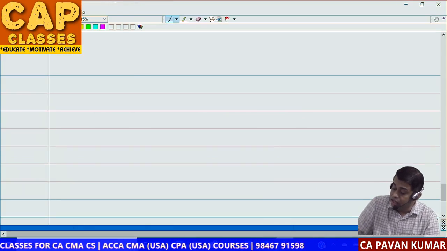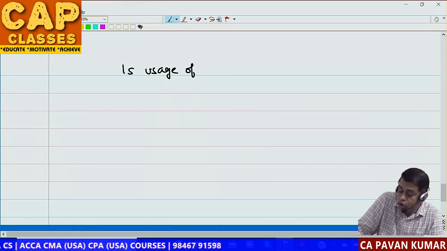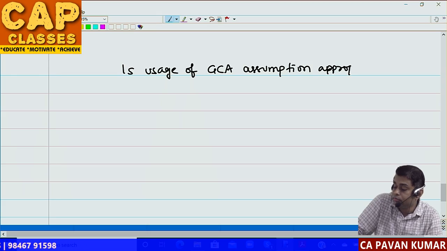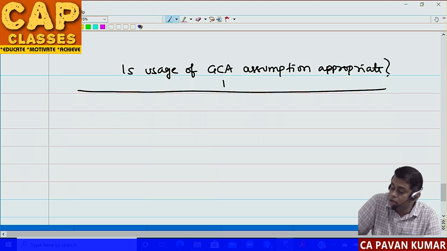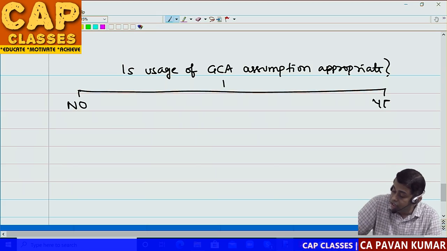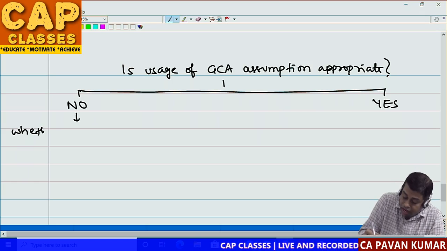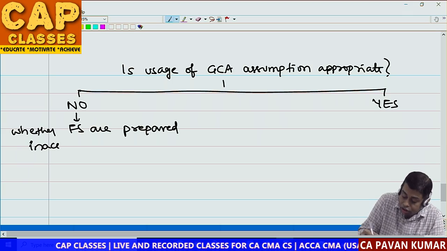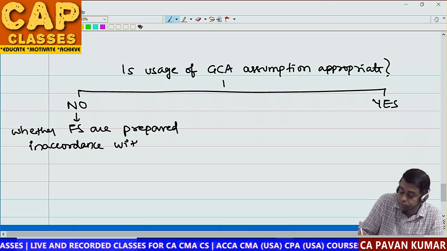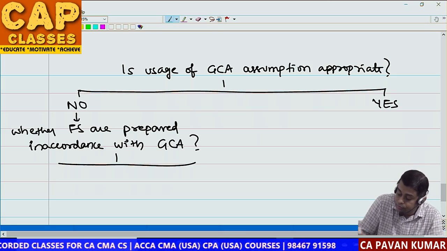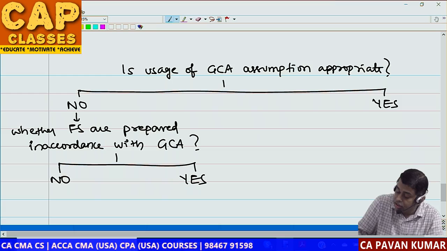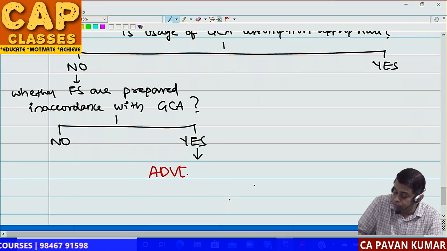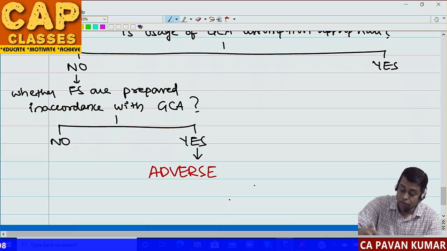Okay, so what is the summary? Is usage of going concern assumption appropriate? Here, no. Here, yes. Whether financial statements are prepared in accordance with going concern assumption? No. Yes. This is a fraud. This is cheating people. So the auditor will give an adverse report. The financial statements are not showing a true and fair view.